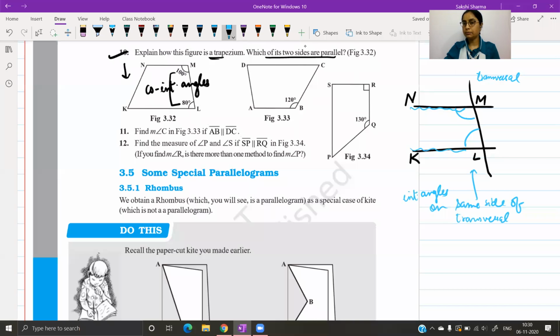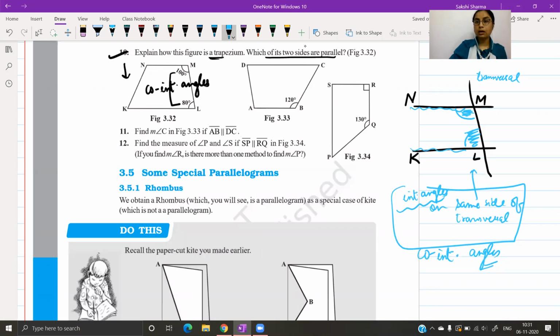on the same side of the transversal, and if you look at their positions, these are interior angles. They are inside the lines, inside both lines, so these are interior angles, the ones I have shown here, this one and this one. These are interior angles and they are on the same side of the transversal. These angles we call in short co-interior angles. And if the co-interior angles are supplementary, the lines will be parallel, and vice versa.